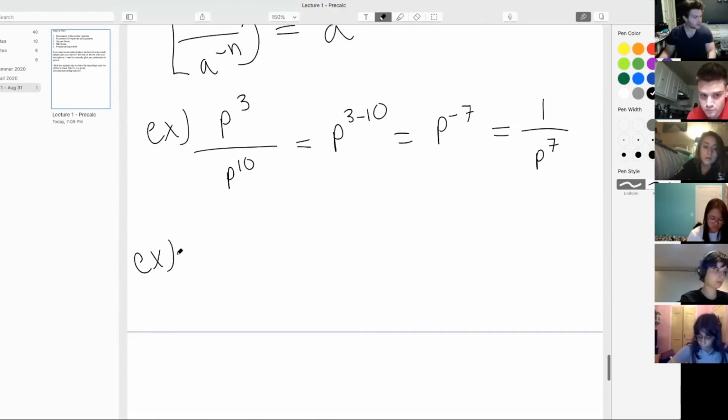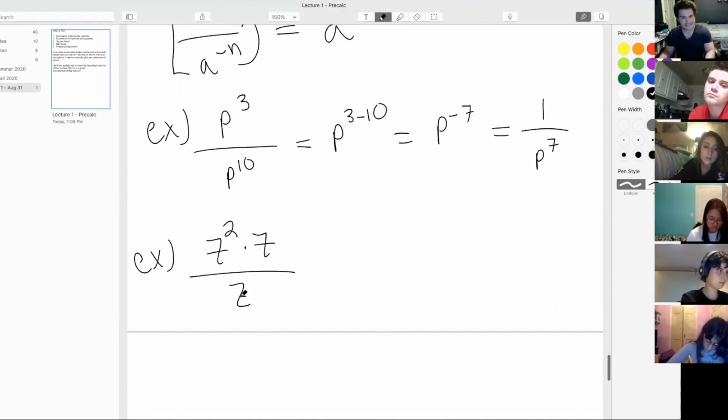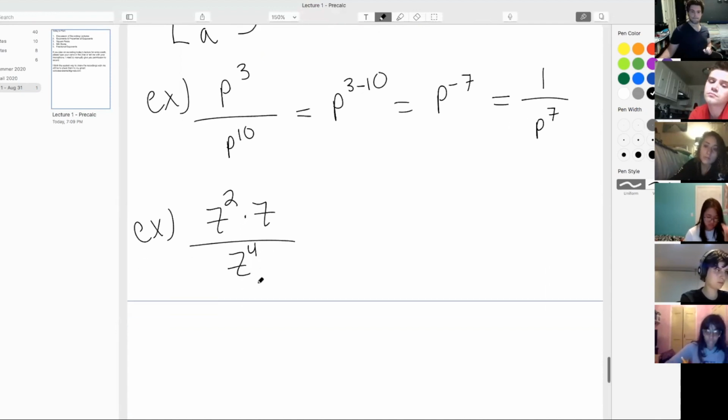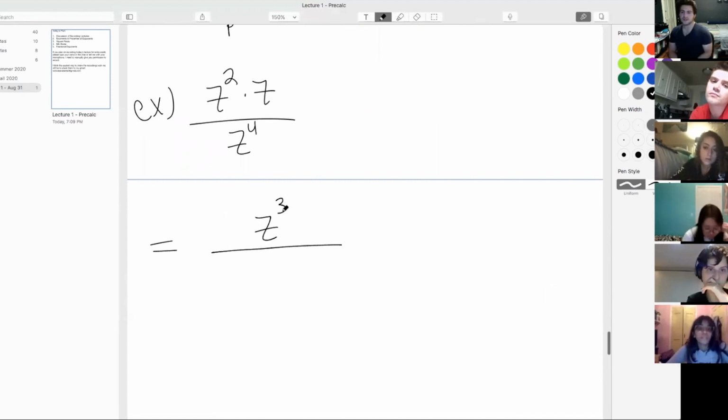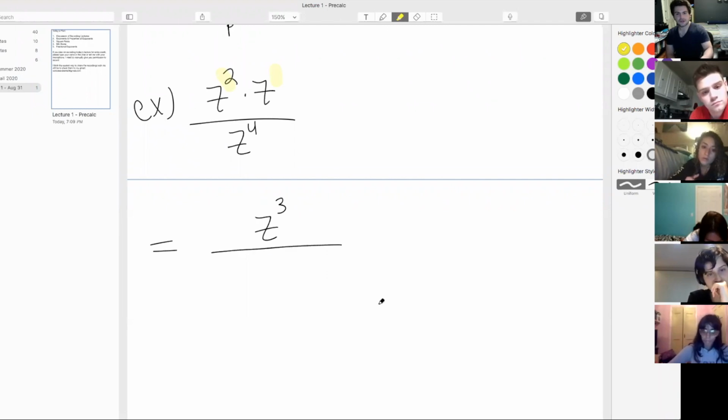And let's do one more here. Okay, nice. So let's look at z to the 2nd multiplied by z divided by z to the 4th. With this one, in the numerator, I hope you guys will agree that the numerator becomes z to the 3rd. And why is that? Well, I'm just going to add up the powers. 2, and there's a power of 1 there. That's just understood. So that's z to the 3rd. And the denominator stays as z to the 4th.